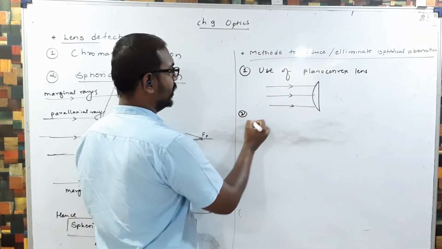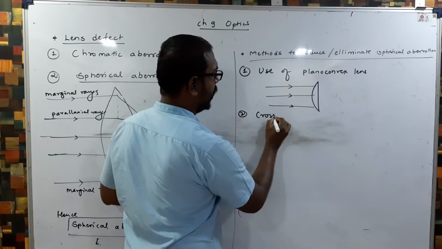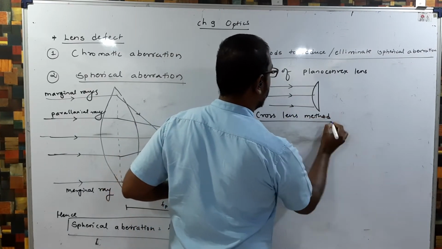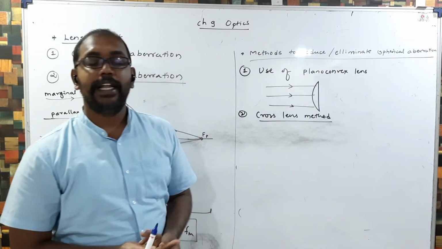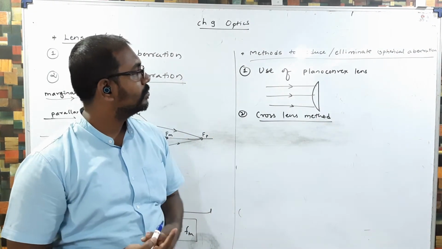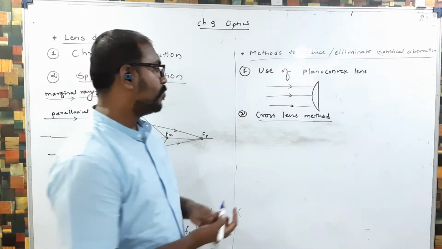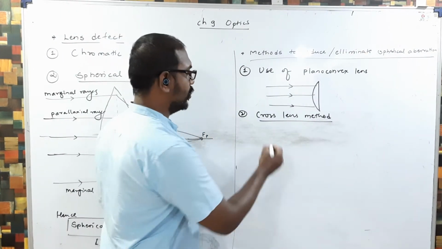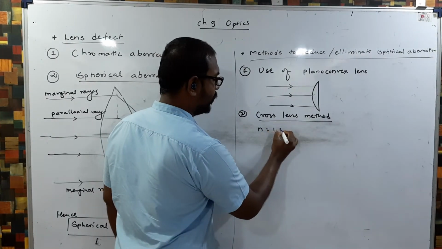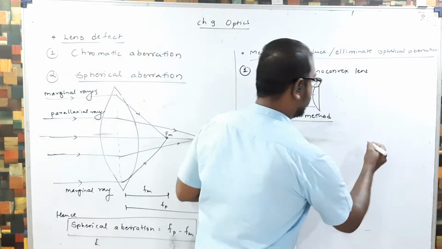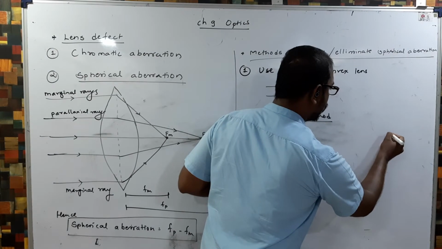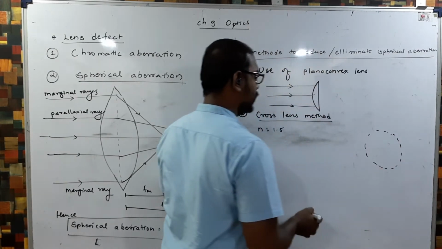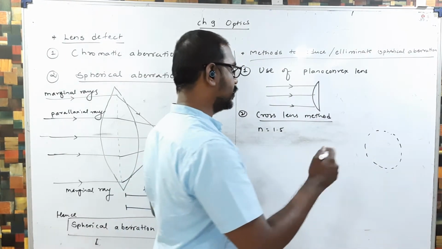The second method is the crossed lens method to minimize this spherical aberration. Now what is a crossed lens? In this we have to use a lens made of glass having a refractive index of 1.5. This lens basically has two different radii of curvature.